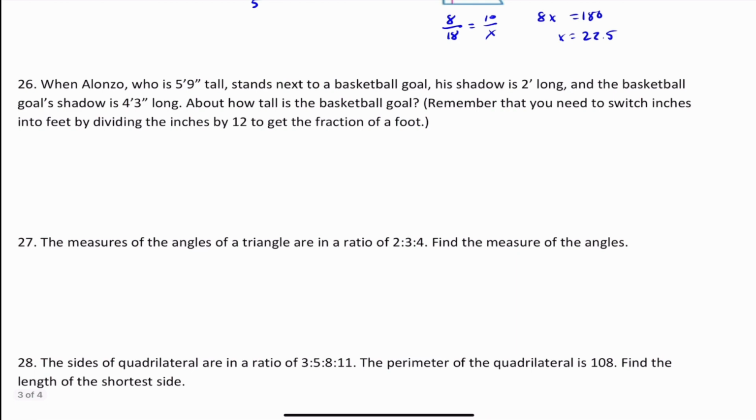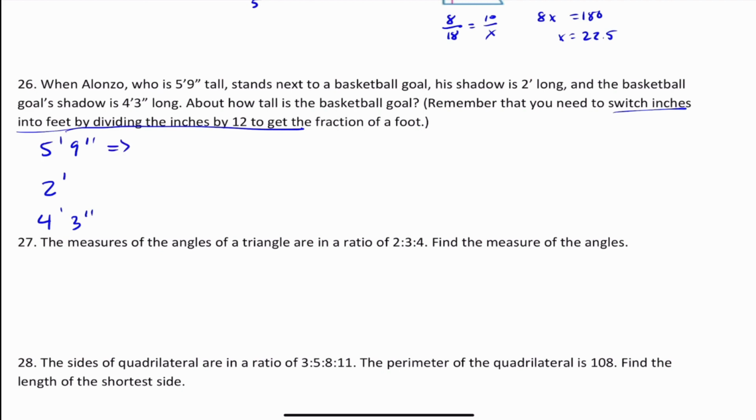Got some word problems here. So when Alonzo, who is 5 feet 9 inches tall, stands next to a basketball goal, his shadow is 2 feet long. And the basketball goal's shadow is 4 feet 3 inches long. So about how tall is the basketball goal? Remember that you need to switch the inches into feet by dividing the inches by 12.